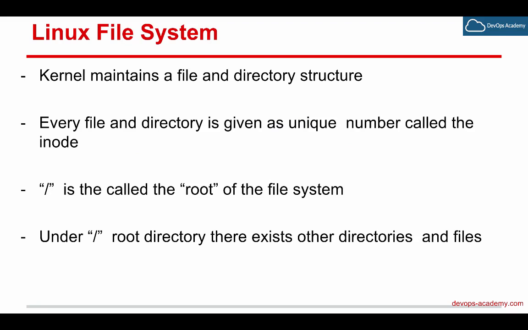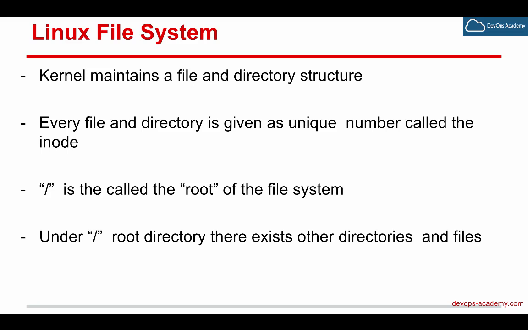So firstly, Linux file system. So the kernel maintains a file and directory structure. In order to store your files and directories on a disk, it maintains a file structure which is called a file system. It's a systematic representation of your directories and files in a tree hierarchy.